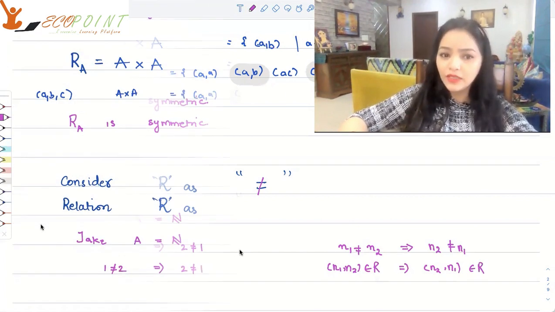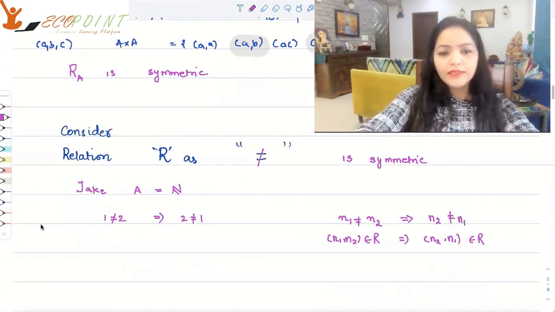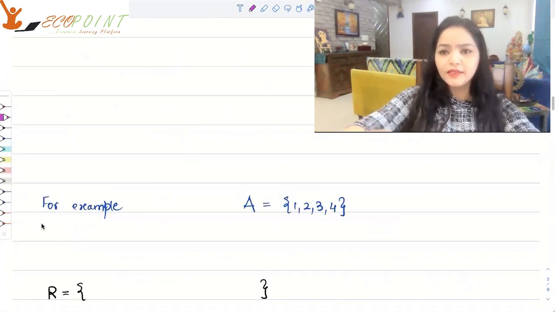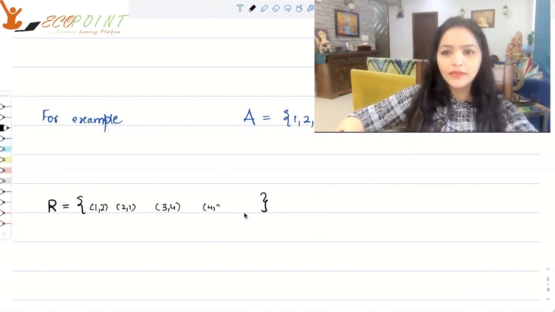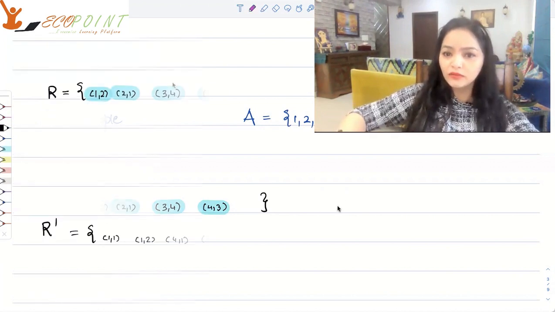which means this is a symmetric relation. Next example, let's take A as the set consisting of 4 numbers 1, 2, 3, 4. And let me create some relations. R is the set consisting of (1,2), (2,1), (3,4), (4,3). So is it a symmetric relation? Well, symmetric means that in case xRy, then yRx. So (1,2) is there, (2,1) is there. In case (3,4) is there, then (4,3) is also there. So this is a symmetric relation.